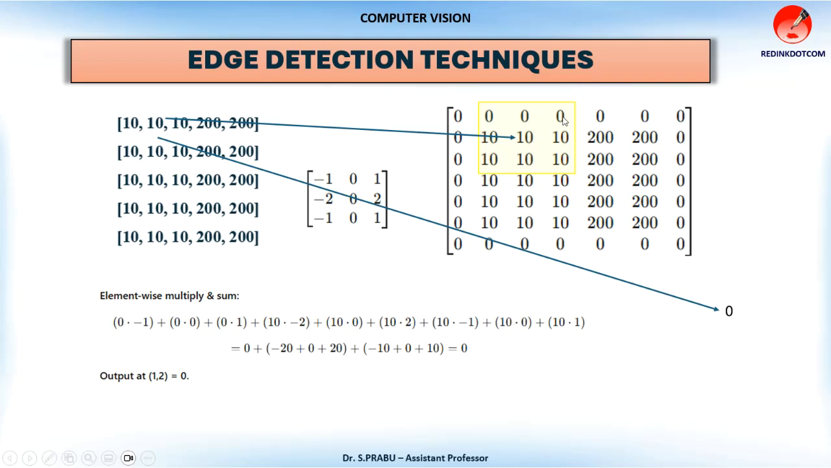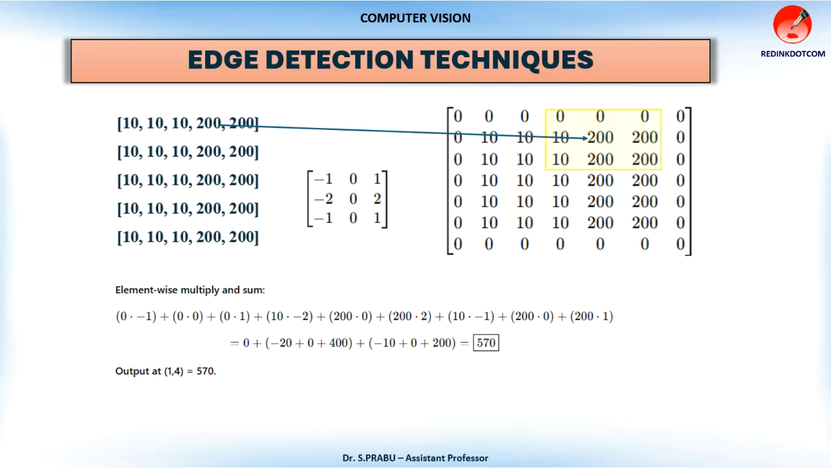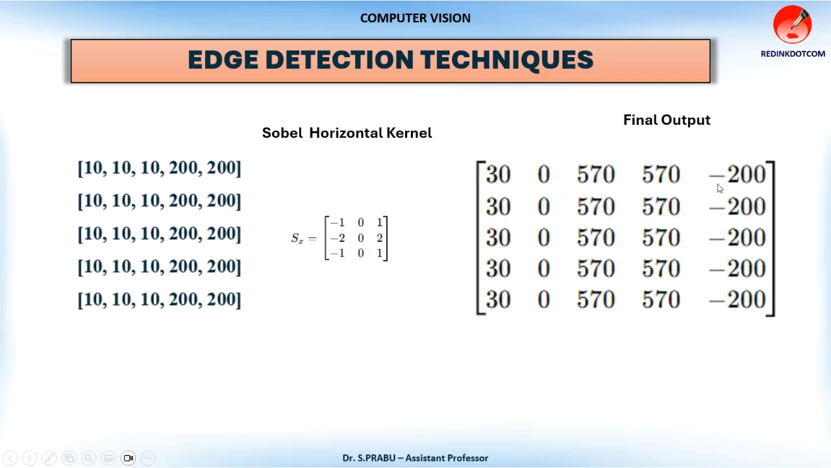These are all the surrounding elements. Now we can do this multiplication and get the value 0. So the second value becomes 0. In this way, you can calculate the remaining values. Finally, we can get the values like this. Notice that most of the values remain 0 or close to 0.